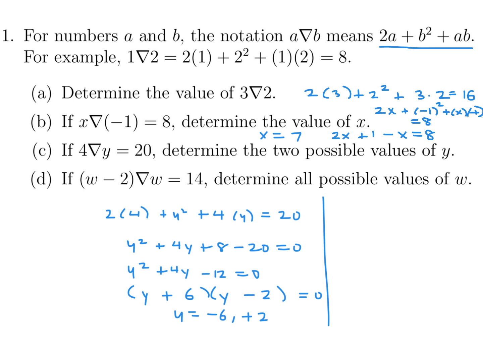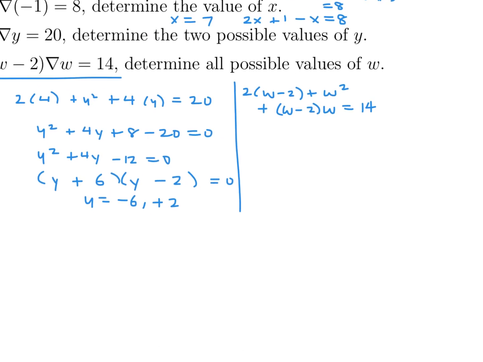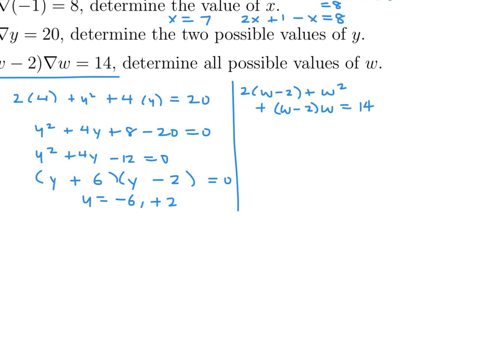And finally, part D, if w minus 2 symbol w is 14, determine all the values of w. So again, according to this definition, it would be 2 times w minus 2 plus w squared plus w minus 2 times w, and that is equal to 14. All right, so we just have to solve this.